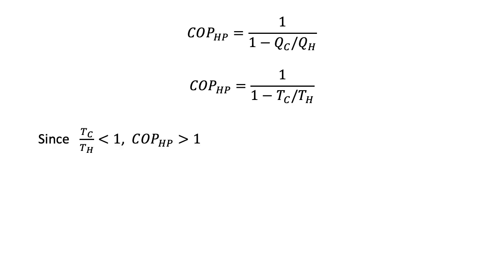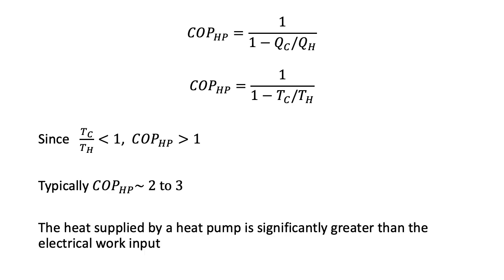Since Tc upon Th is less than 1, the coefficient of performance is greater than 1. Typically for a heat pump, the coefficient of performance varies from 2 to 3. The heat supplied by a heat pump is therefore significantly greater than the electrical work input. It is therefore more efficient to use a heat pump to heat a house than to use an electrical heater.